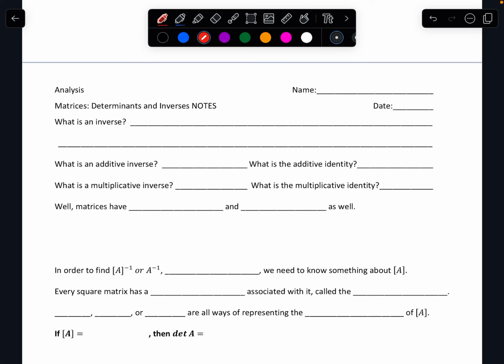Hey there guys, I'm going to show you guys this method of solving a system of equations using a matrix. We are doing this a little bit out of order.